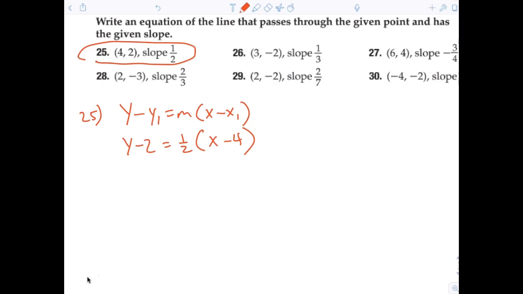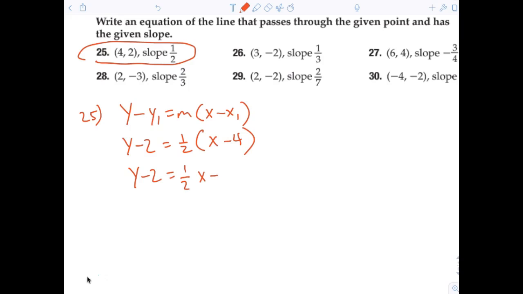Now we have to convert it, so I have to distribute the 1/2. Everybody has to hear me. We've got to distribute the 1/2. So when I distribute the 1/2, go ahead. y minus 2 equals 0.5x.